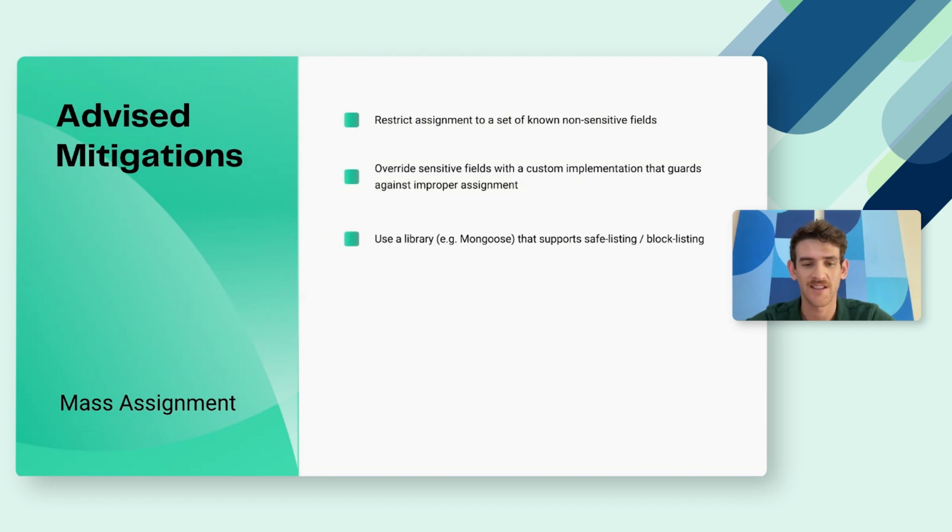So this was a situation that GitHub actually had. And the mitigation they did is basically restricting assignment to a set of known public fields that are non-sensitive. So an example would be the admin property, ensuring any sensitive fields are overwritten with your own implementation as opposed to being supplied by the user themselves. And another mitigation is using a library to support this safe listing or block listing feature.